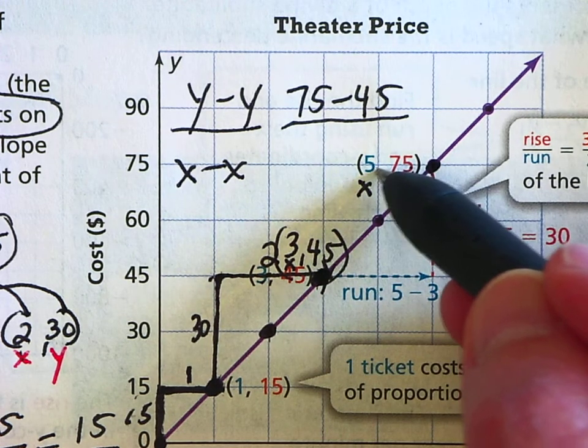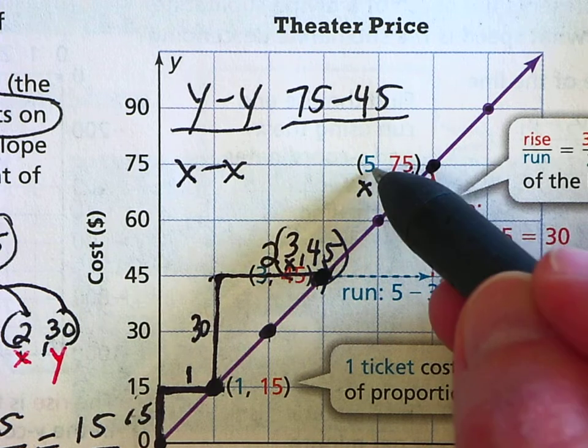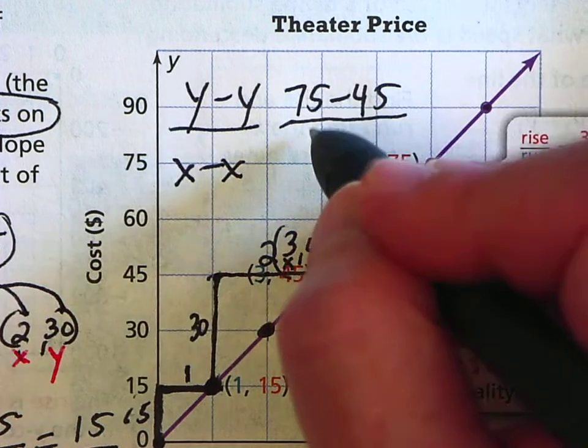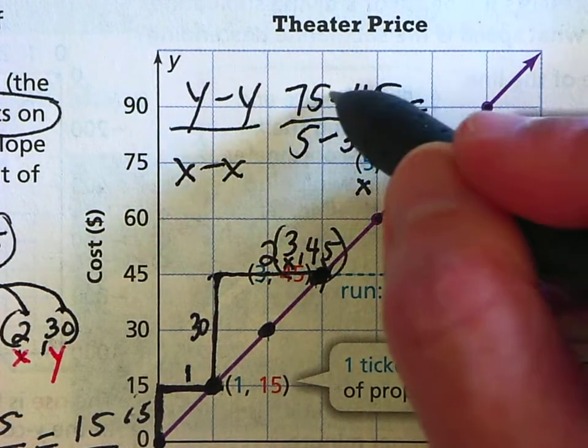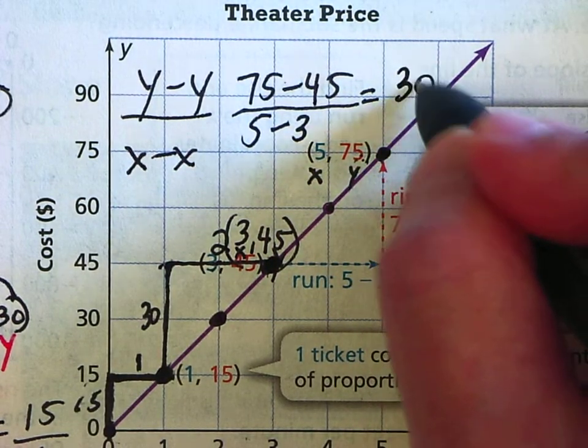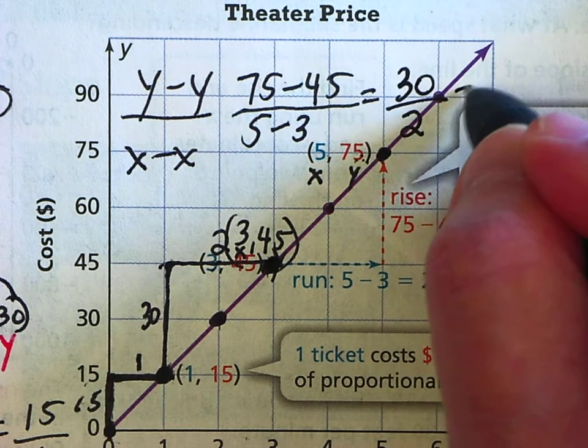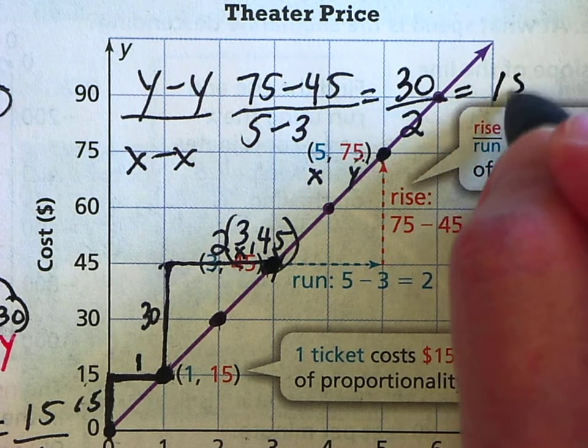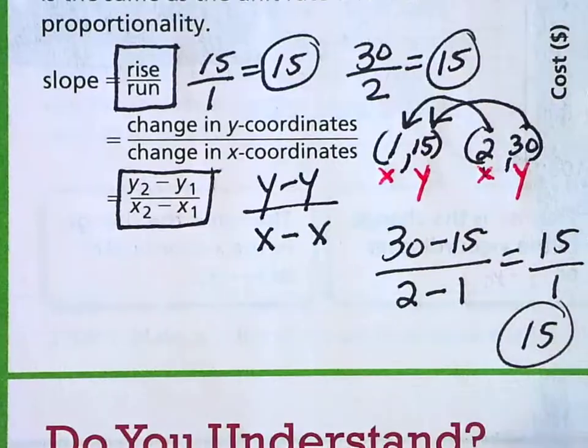Now I'm going to do my x numbers. I have to start with this top point because I started with this point for the y's. 5 and 3 are my x numbers, so 5 take away 3. 75 take away 45 is 30. 5 take away 3 is 2. 30 divided by 2 is 15. I keep getting 15 as my slope.